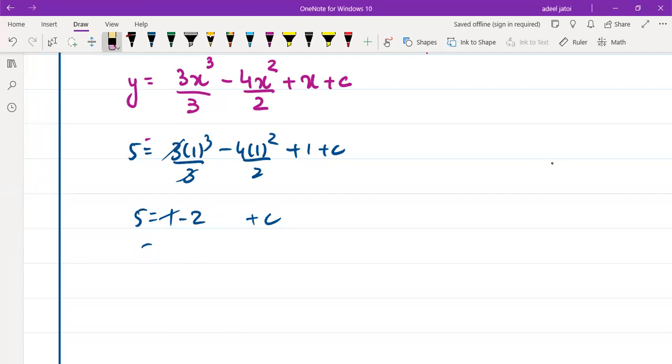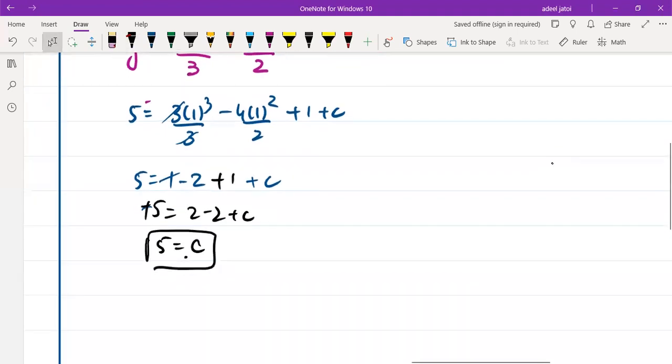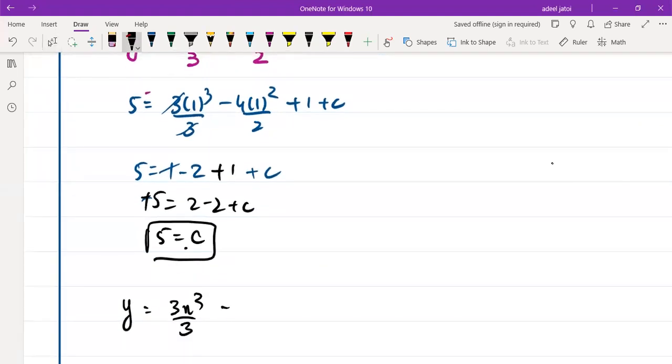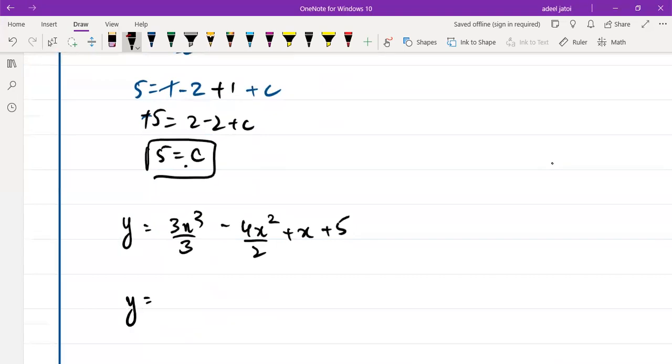So 5 is equal to 1 plus 1, which is 2, minus 2, plus c. So 5 is equal to 0 plus c, so c becomes 5. So the equation is y is equal to 3x cube upon 3, minus 4x square upon 2, plus x plus 5. Just simplify this and you'll end up having the equation of the curve. This is x cube minus 2x square plus x plus 5.